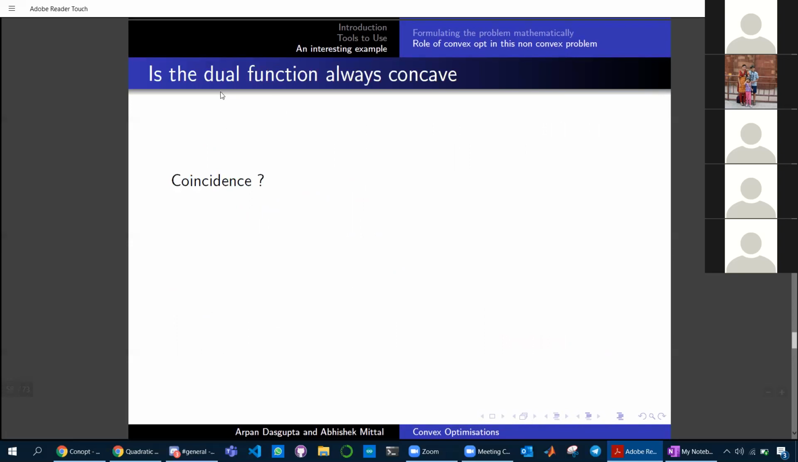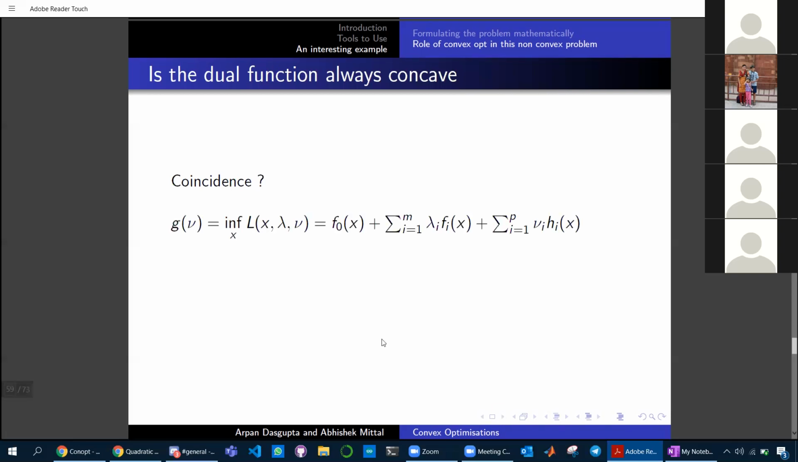Now I want to discuss whether this dual function is always concave. Because if minus g of nu was convex, it implies, I'm sorry, that my g of nu was actually concave. So it is actually not a coincidence. There is a decent proof to it. So the proof goes like this. I'm going to write my g of nu again.